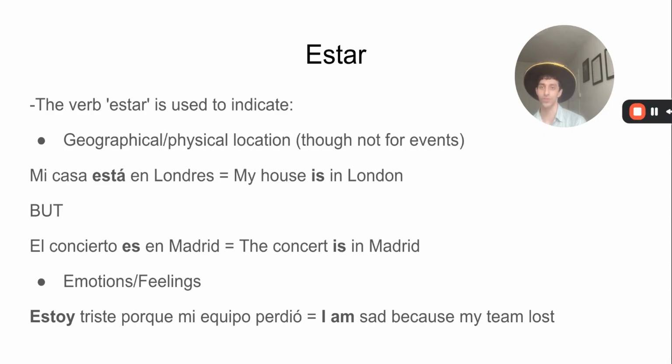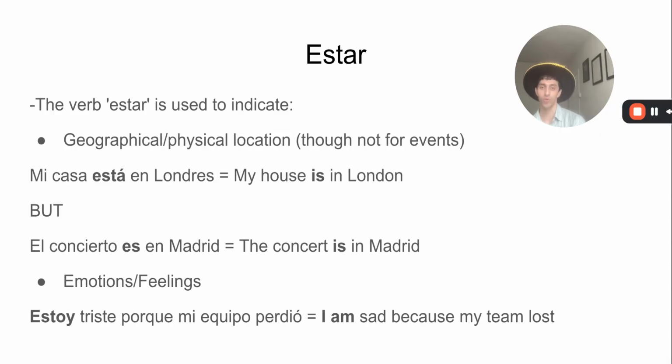So estar is used to indicate geographical or physical location. So if you want to say where you are, where your house is, where your friend or somebody else is, you'd use the verb estar and not the verb ser. For example, mi casa está en Londres. My house is in London. You'd use the verb estar. There you would not say mi casa es en Londres. That definitely does sound wrong. So for geographical or physical locations, you'd use the verb estar, and that is a very common usage of estar.